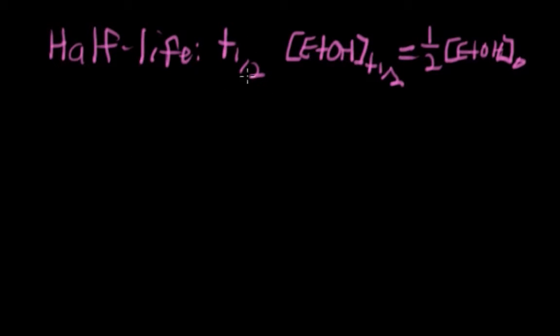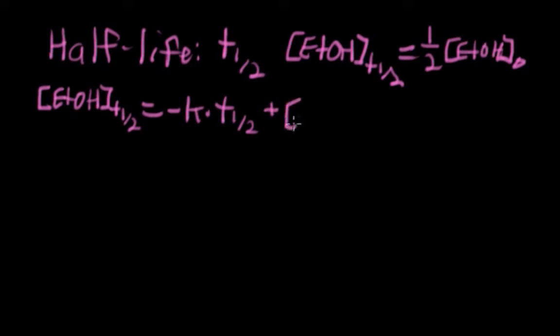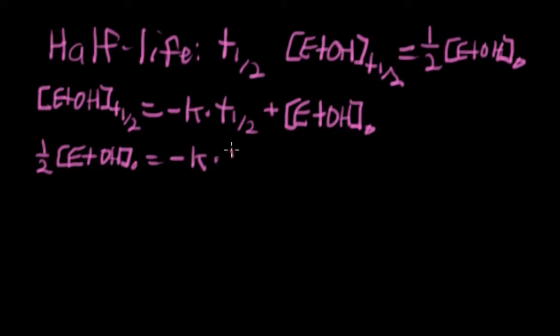Let's say we want to find an equation for this half-life. What we would do is plug t1/2 and the concentration of ethanol at t1/2 into our integrated rate law. What that will end up looking like is the concentration of ethanol at t1/2, our half-life, is equal to negative k times t1/2 plus our initial concentration of ethanol. Now we substitute in the half-life amount of ethanol into this equation. What that results in is 1/2 of the initial concentration of ethanol is equal to negative k times t1/2 plus our initial concentration of ethanol.